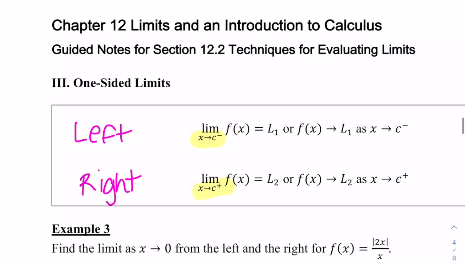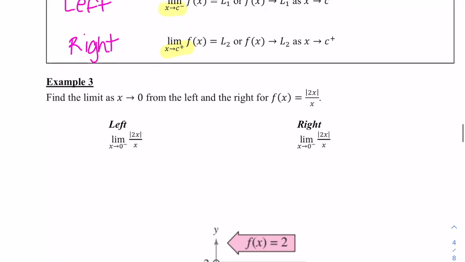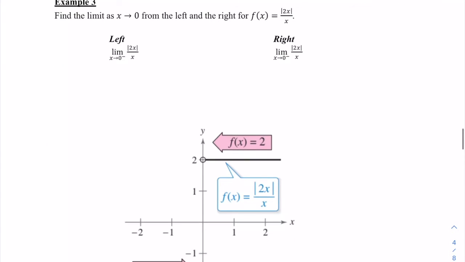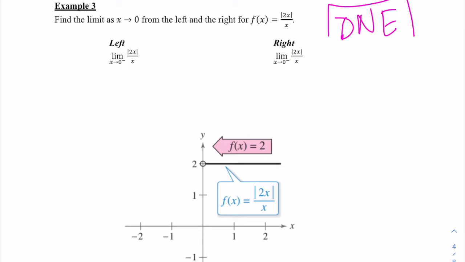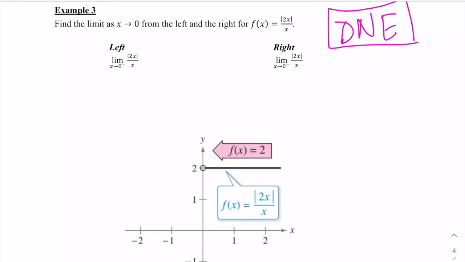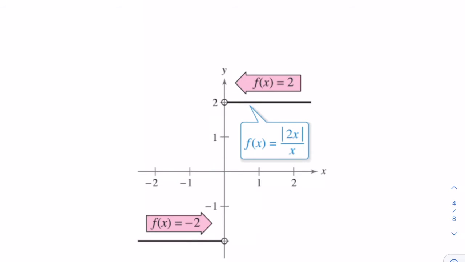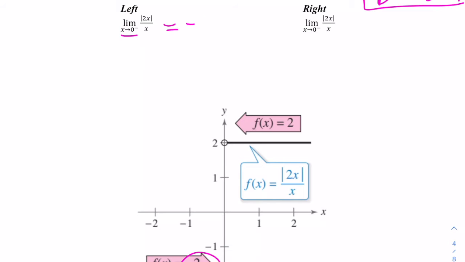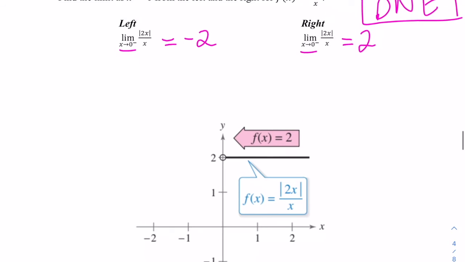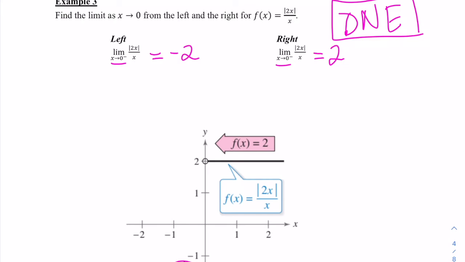So if we're going to find the limit as x approaches 0 for this function, well, we could see the limit will not exist. But we can also explain it by showing this notation. That is, as x approaches 0 from the negative or from the left, the limit is -2. As x approaches 0 from the right, the limit of that function is 2. Showing the one-sided limits explains why the limit does not exist.